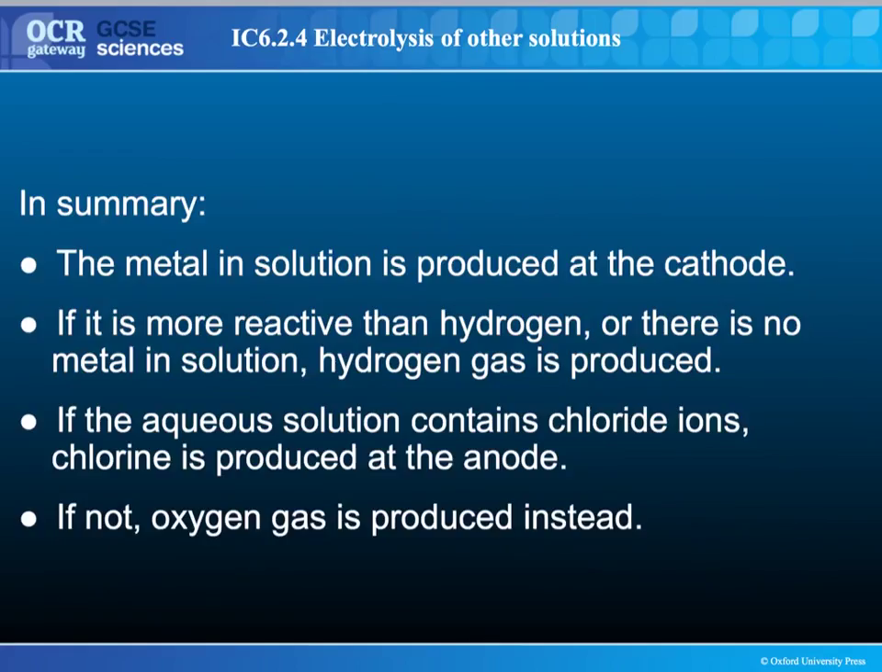That concludes the video. There are some summary points here about when we get hydrogen and when we get a metal produced. Essentially, if the metal is less reactive than hydrogen, then the metal is produced. If it's more reactive, then hydrogen is produced. At the anode, it is always oxygen unless chlorine is present. Please remember the steps for half equations. They are the trickiest part, but will come up on any higher tier question.